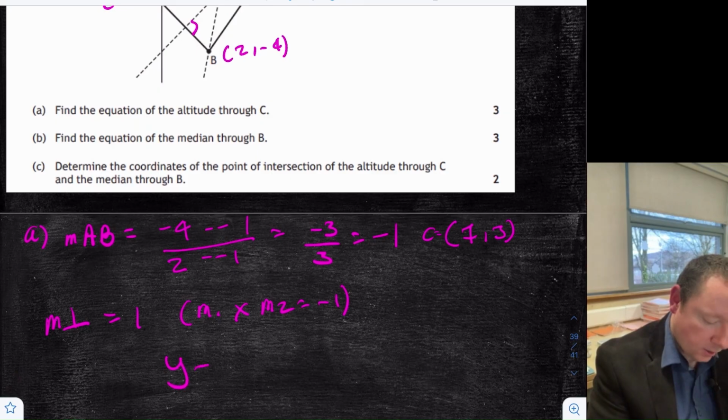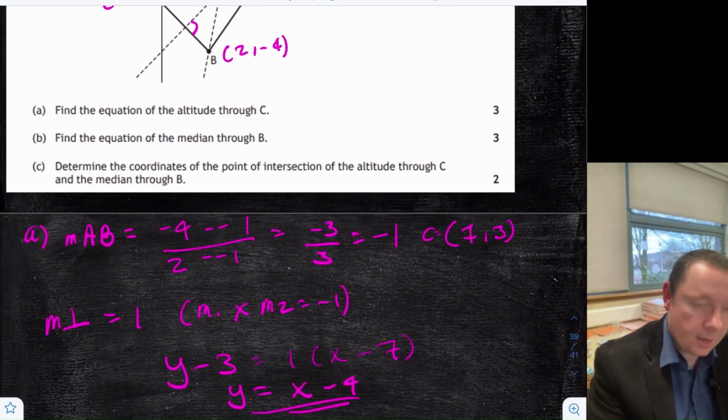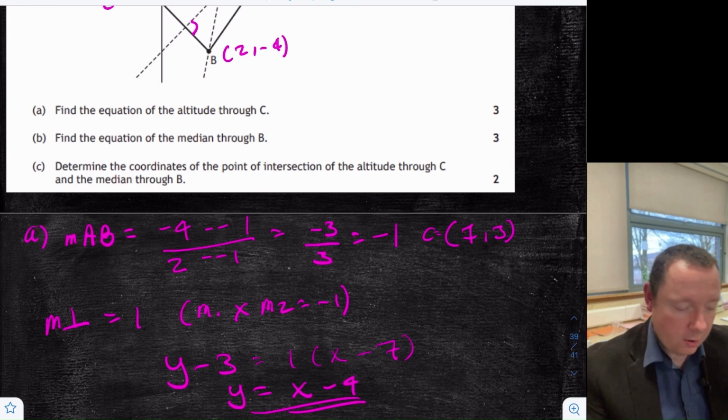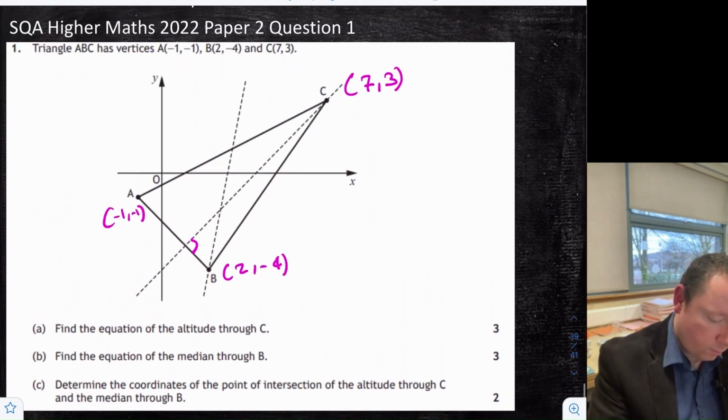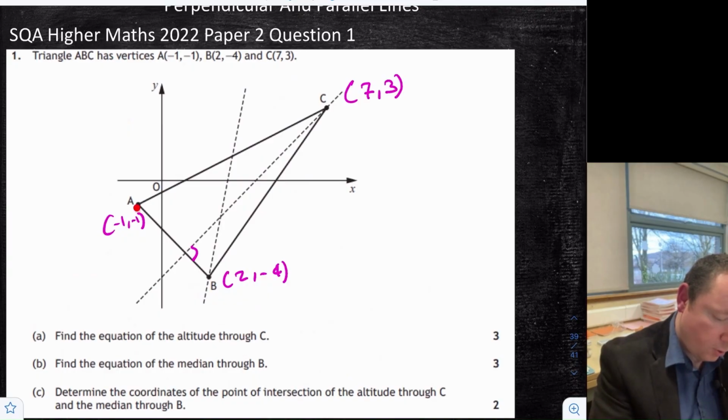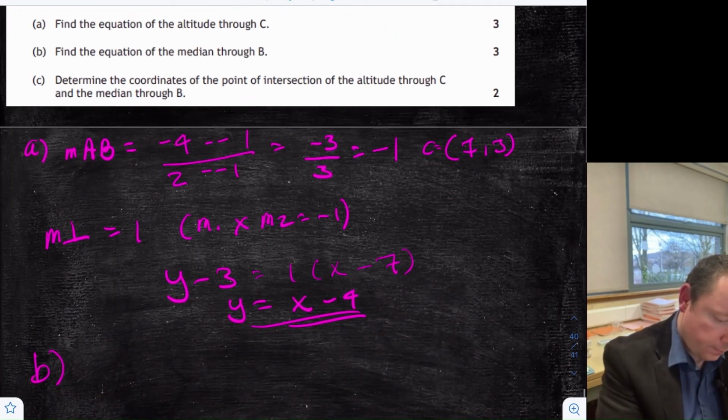So we've got y minus 3 is 1(x minus 7), or y equals x minus 7 add 3 is minus 4. So we've got our equation for our altitude. Part B, find the equation of the median. So median through B means we need the midpoint of A to C. So let's call the midpoint M.